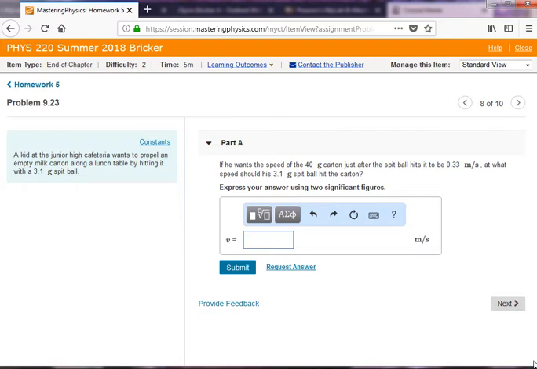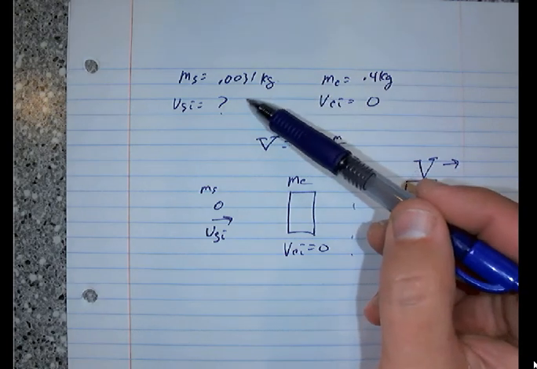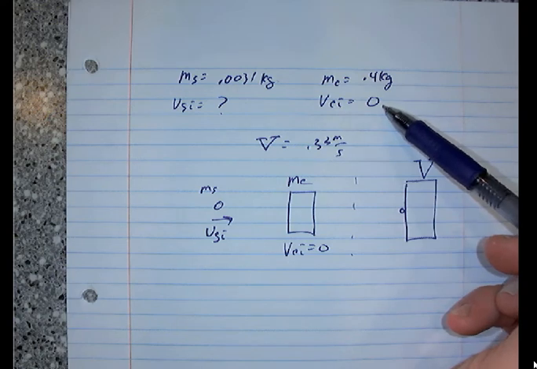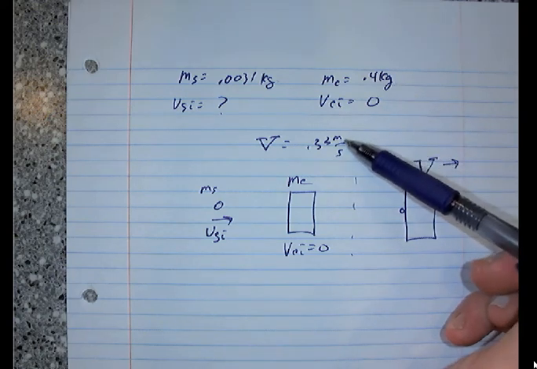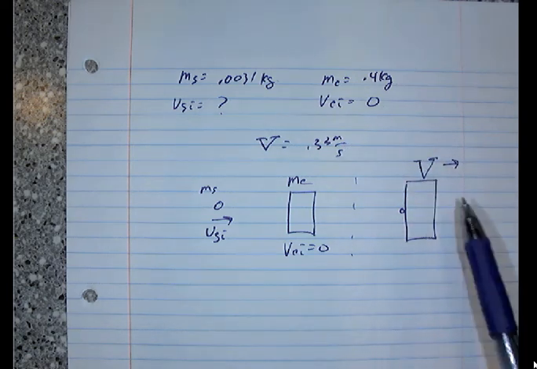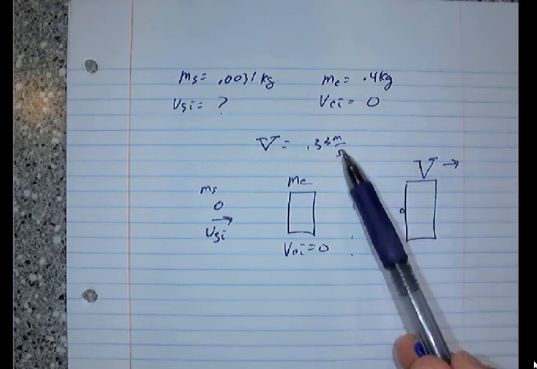Okay, let's draw this out. Okay, so here's what I have. Here's the mass of the spitball. We want to know how fast it was traveling initially to get this carton, which was initially at rest and has a mass of 0.4 kilograms, to travel with a combined speed of 0.33. Sometimes it helps to have a picture. So here's a carton with a spitball attached, moving with this speed.